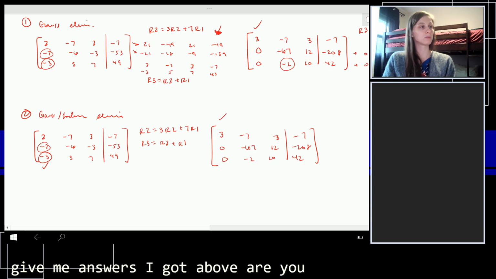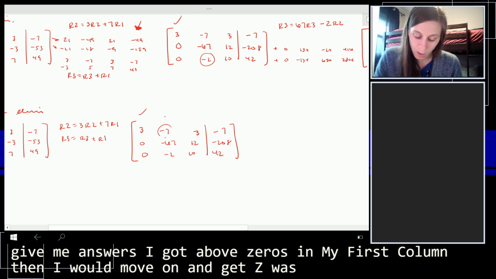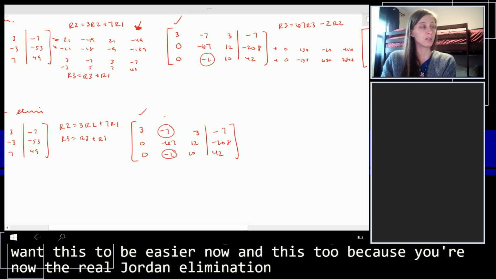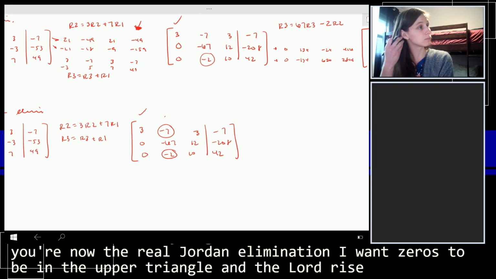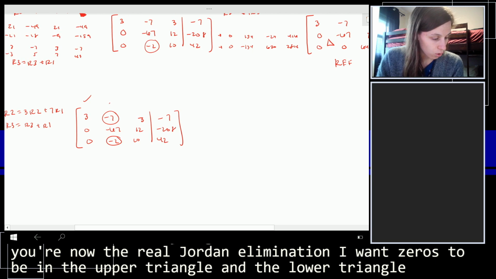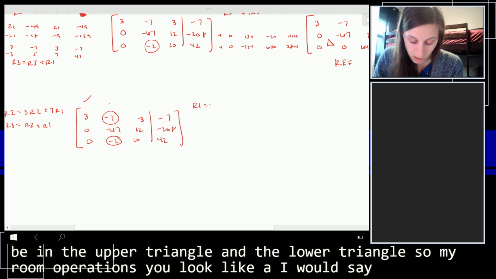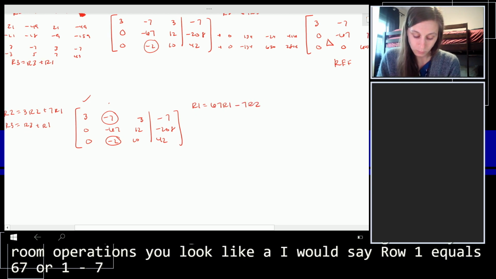There we go. Zeros in my first column. Then I would move on and get zeros in my second column. I want this to be 0 now and this to be 0 now. So for Gauss-Jordan elimination, I want zeros to be in the upper triangle and the lower triangle. So my row operations would look like this. I would say row 1 equals 67 row 1 minus 7 row 2.